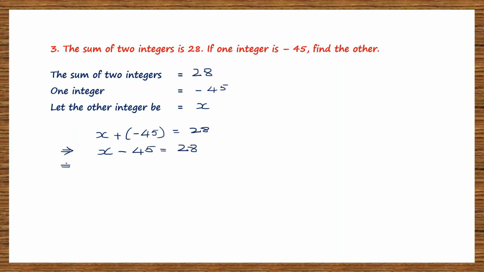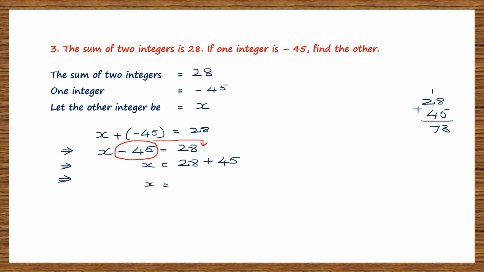Now we're going to solve for x. We only need x here. We don't need that minus 45. Okay, so we are going to remove that minus 45 and we're going to put it on the right hand side. So that becomes plus 45. 28 plus 45. So now we can find the value of x. Let's add up 28 and 45. 8 plus 5 is 13, carry 1, 2 plus 1 is 3, 3 plus 4 is 7. So x is equal to 73. So we have found the other integer. The other integer is 73.